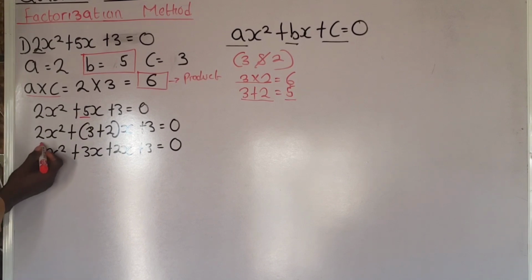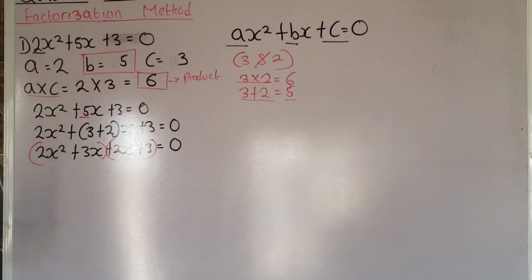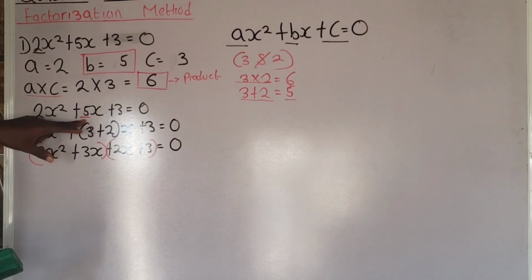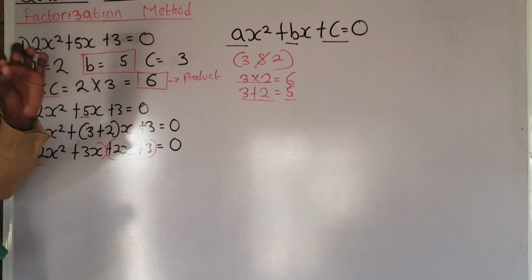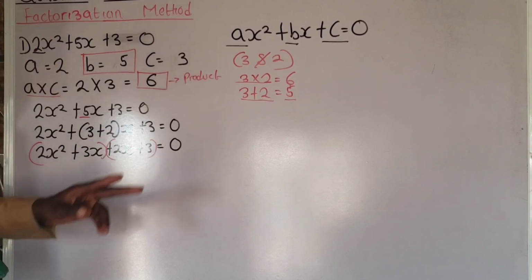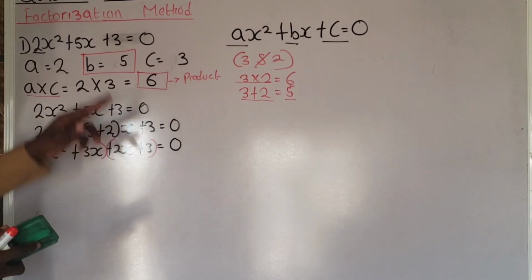The first part will be this, and the second part will be this. You understand? Okay? Just pay attention, you're going to understand. This is very simple. All you have to do is to pay attention. Here, I replace 5 by the two numbers that I thought of. You take two numbers whose product will be equal to the product of your A and C, and their sum will be equal to the second term, which is B.